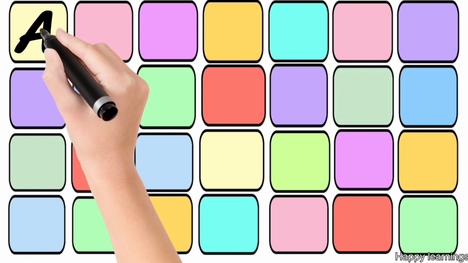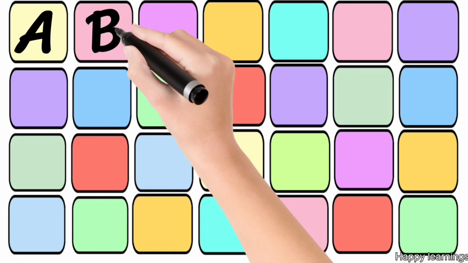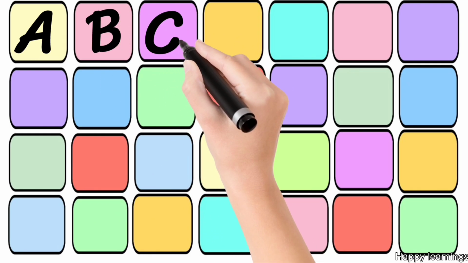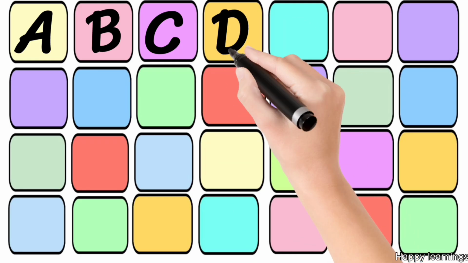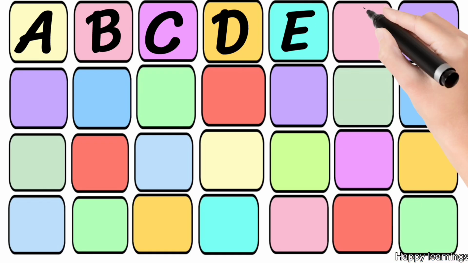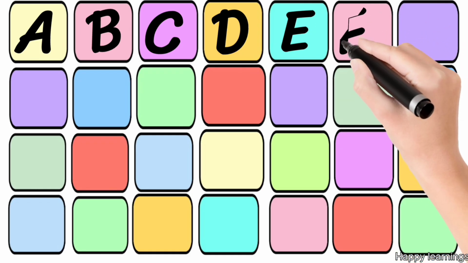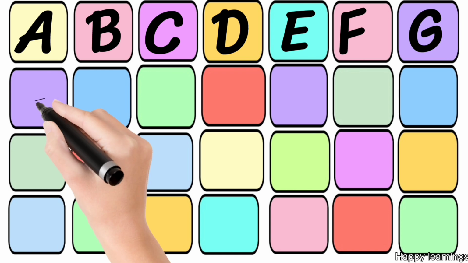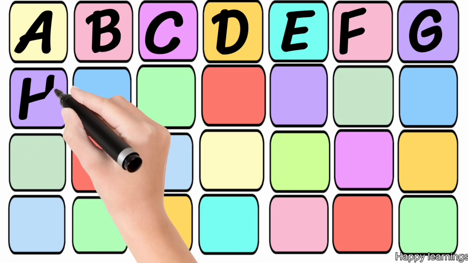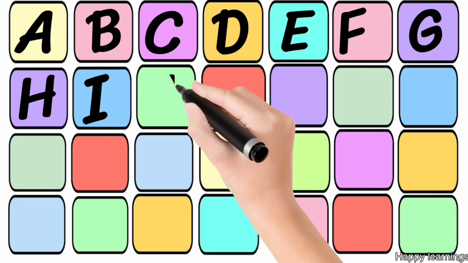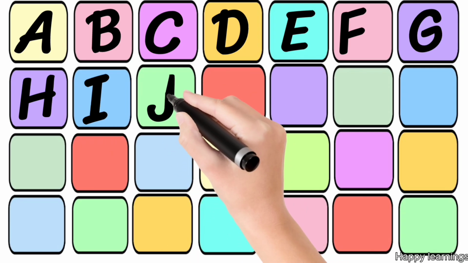A for apple, B for ball, C for cat, D for dog, E for elephant, F for fish, G for grapes, H for hand, I for ice cream, J for jug.